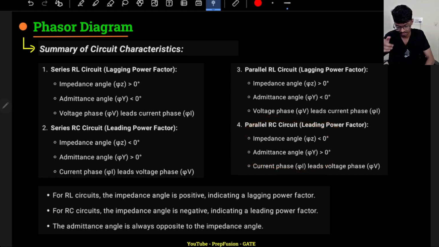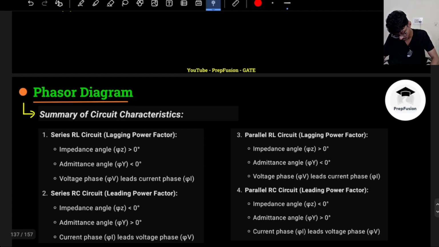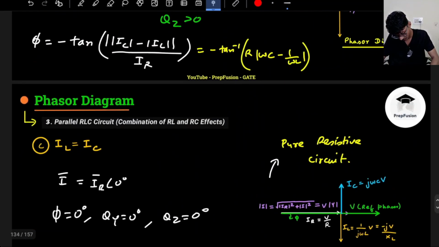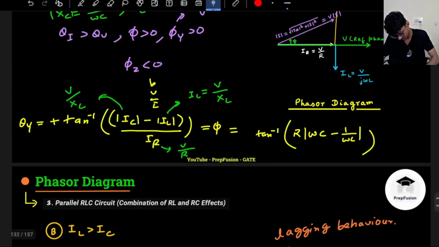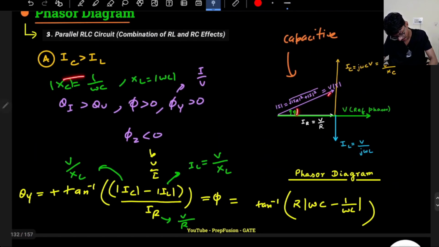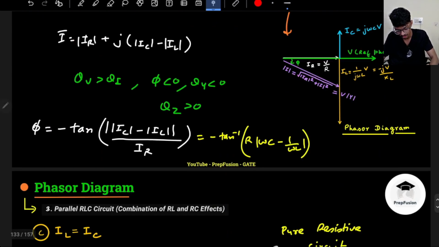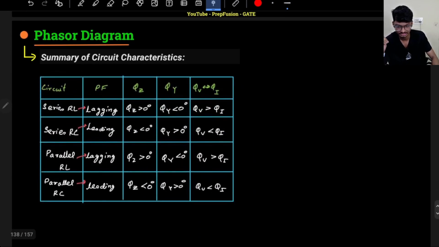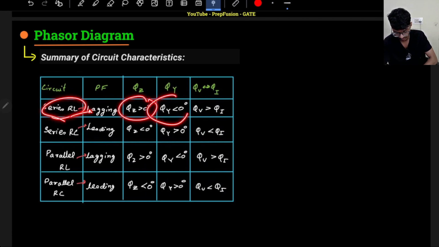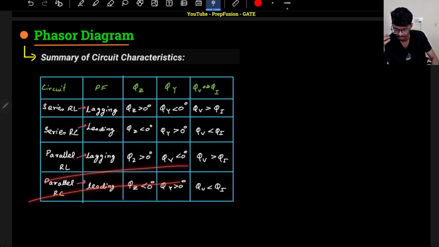For parallel RC circuits, is the admittance angle negative? Okay, no, the admittance angle will be positive only. If you see here, for a parallel RC circuit, the admittance angle was always positive, no matter what. For capacitive behavior, the admittance angle will be positive. For inductive behavior, the admittance angle will be negative. Same thing I have tried to explain over here. For series RL, the impedance angle will be positive and the admittance angle will be negative. In the same table, I have written the different phase relationships.